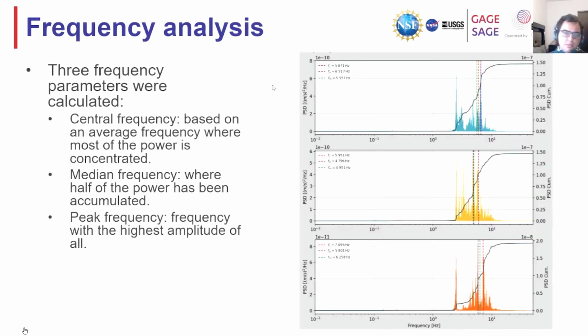So, for the frequency analysis, 3 frequency parameters were calculated. The central frequency, which is based on an average frequency where most of the power is concentrated, the median frequency, where half the power has been accumulated up to that point, and peak frequency, which is, strictly speaking, the frequency with the highest amplitude of all after computing the fast Fourier transform.